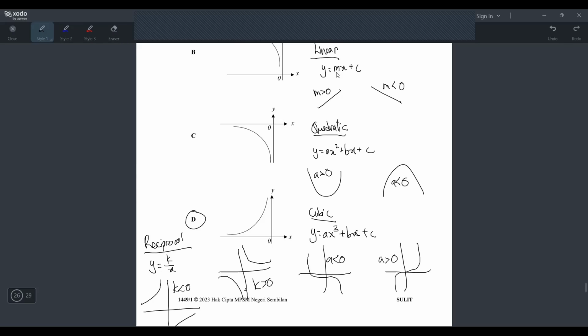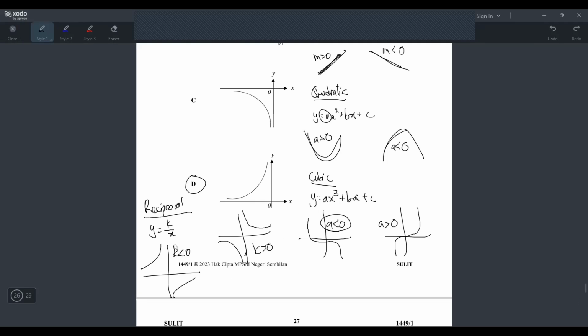So if your gradient positive, your straight line will be like this, gradient negative like this. This one is either U shape or N shape. Look at your A lah. A positive like this, A negative like this. Cubic, the graph will look like this, right? So you have to hafal. If A negative, it will be like this. A positive like this, right? Reciprocal, it will be here and here, ataupun here and here, depending on your K is positive or negative. If K negative, like this. If K positive, like this.